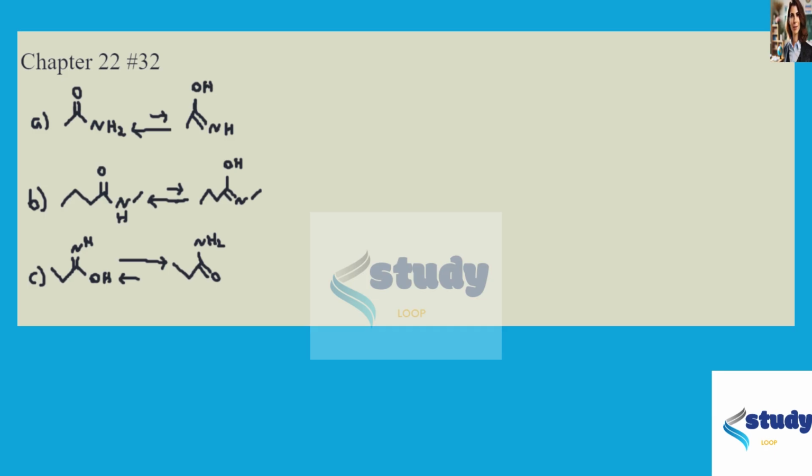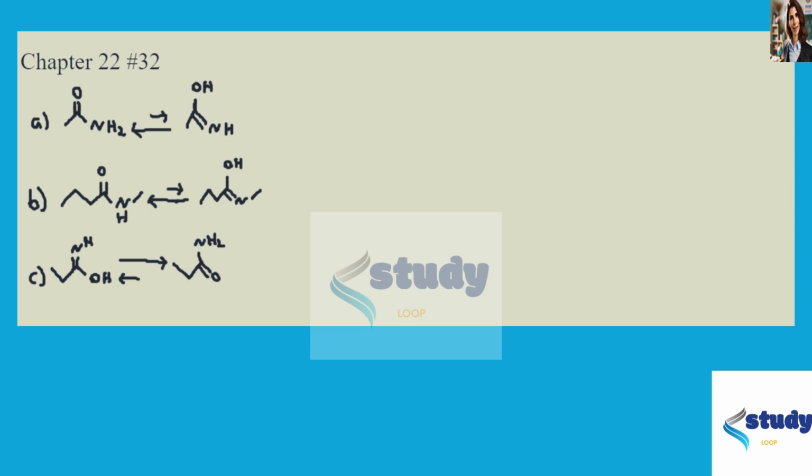This is the answer to Chapter 22, problem number 32 from the Smith Organic Chemistry textbook. And this problem is asking us to draw tautomers for each of three molecules. And so remember that a tautomer, however you care to pronounce it, is just the molecule is exactly the same.